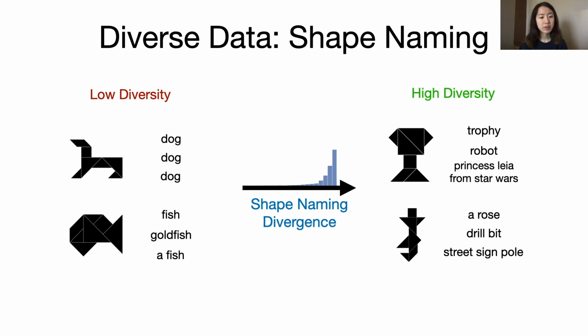The histogram in the middle visualizes the distribution of shape naming divergence values in our dataset. It is heavily skewed towards high diversity, showing that the common pattern is highly diverse shape naming for the tangrams, and it exposes the richness of abstract stimuli.